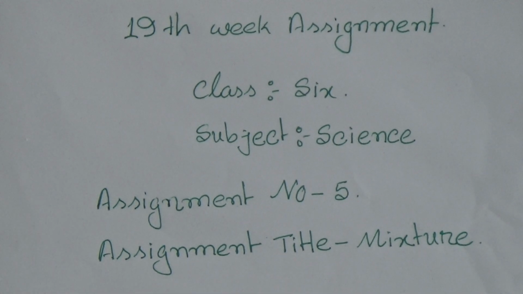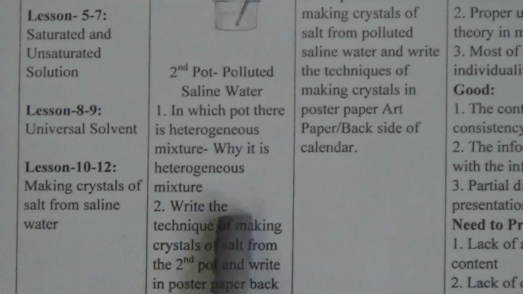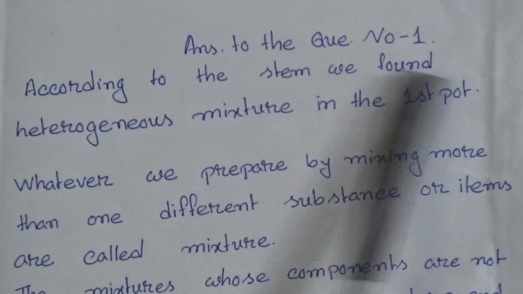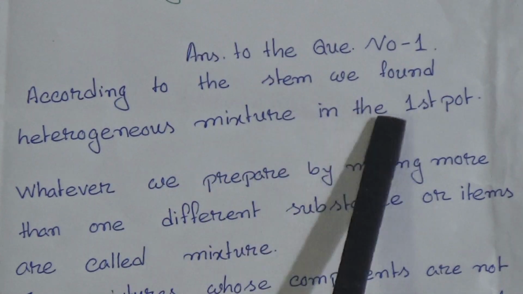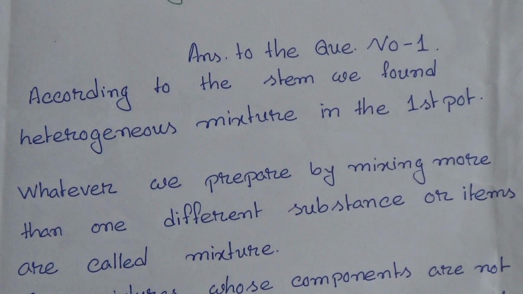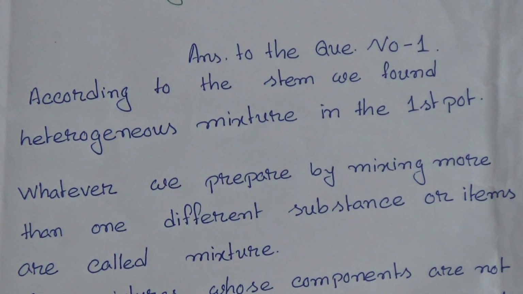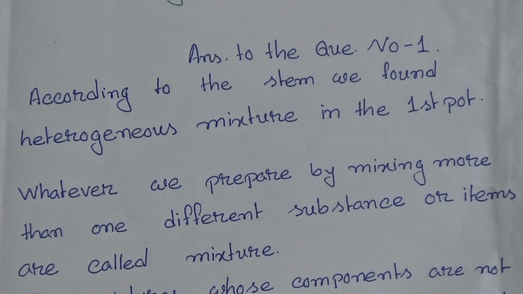Then here are 2 questions. In which pot there is heterogeneous mixture? Why is it a heterogeneous mixture? Answer to question number 1. According to the picture, we found heterogeneous mixture in the first pot. That means in the first pot there is jhalmuri, and jhalmuri is a mixture of lots of things. Here are puffed rice, chilies, salt, onions, mustard oil. So lots of things are mixed in the jhalmuri.